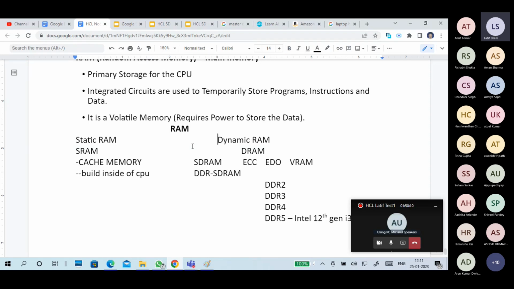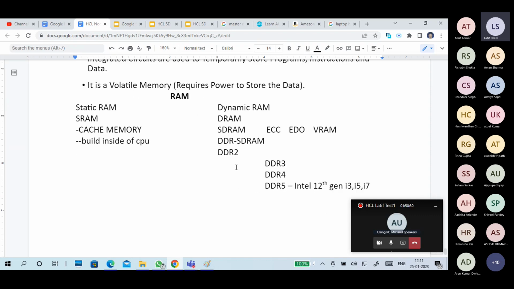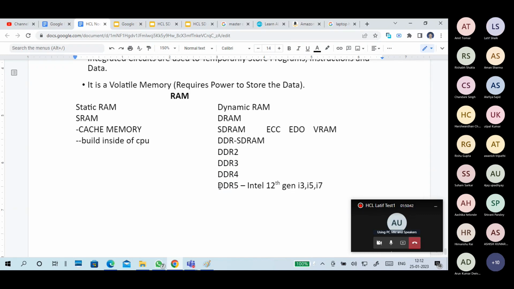The two types of RAM are static RAM and dynamic RAM. Static RAM, also called SRAM, is a pure form of transistors. They use SRAM as cache memory. Cache memory is nothing but random access memory only. But the RAM we are using on the motherboard is DRAM type only.